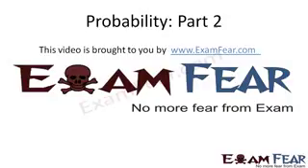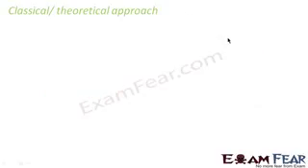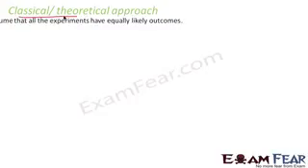Before watching this video, please make sure that you have watched part 1. And that is the reason why we have the classical or theoretical approach. This is what we will study, so we'll focus on this. Since the earlier method had a disadvantage, that the result is not consistent and it is not possible to actually perform the experiment every time, we have the classical and theoretical approach.